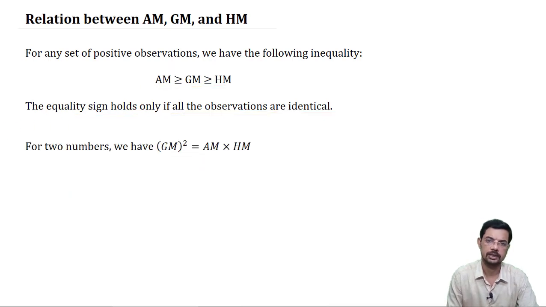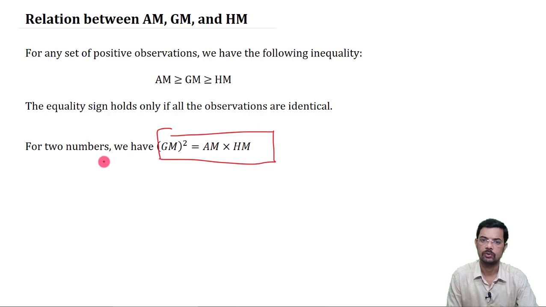Now the next relationship says that the square of the geometric mean will be equal to the product of the arithmetic mean and the harmonic mean. That is, GM square is equal to AM into HM. Harmonic mean into arithmetic mean will give you the square of the geometric mean.